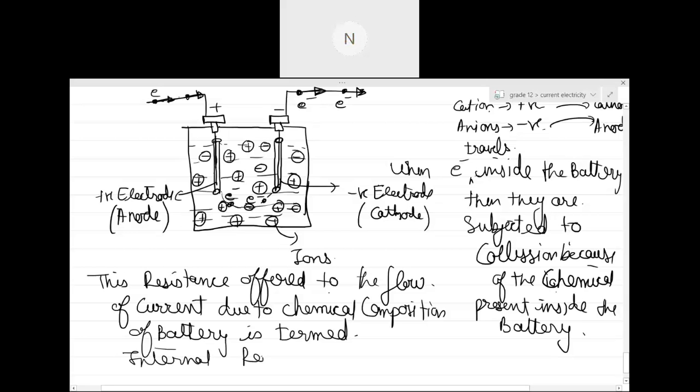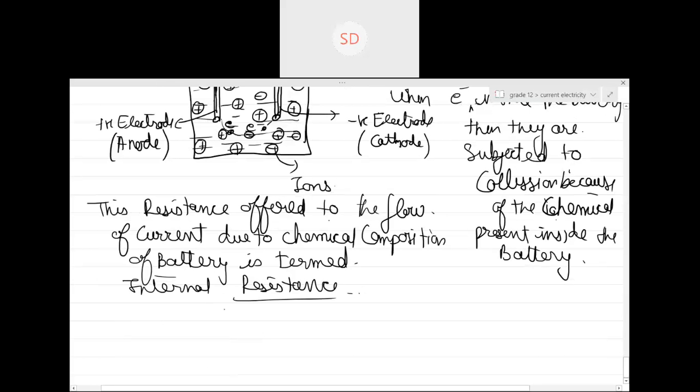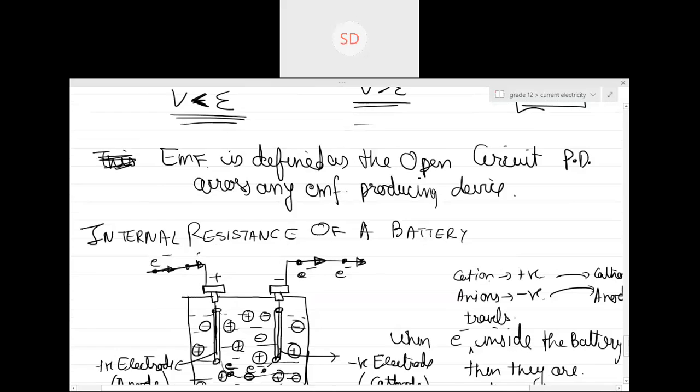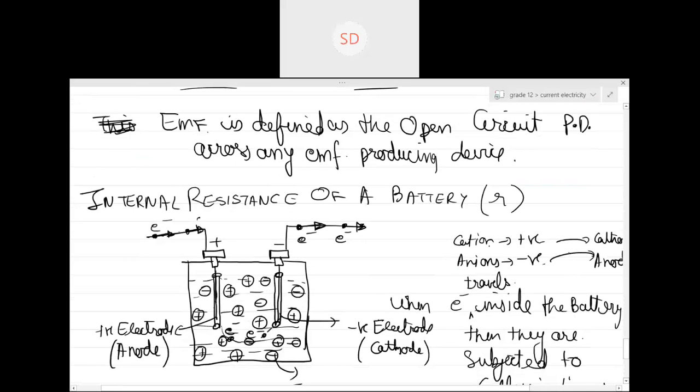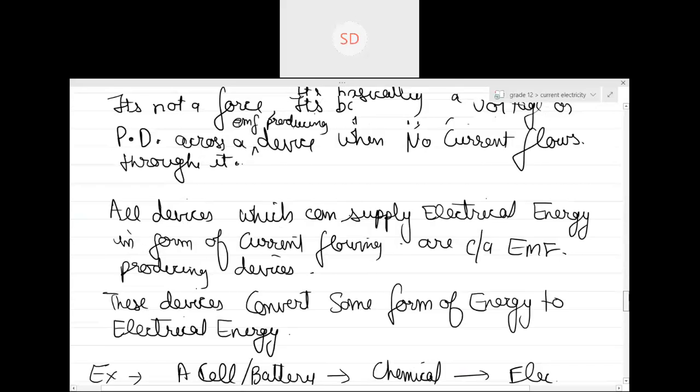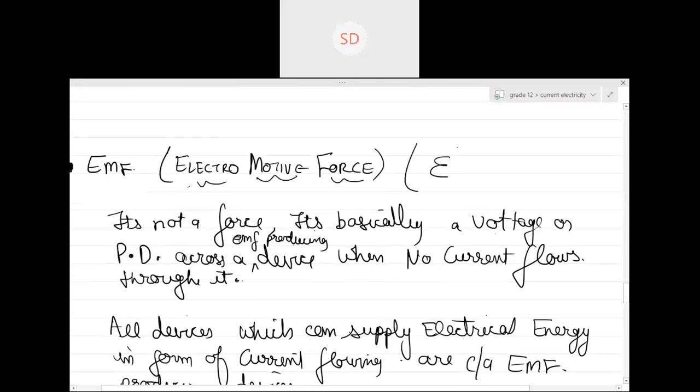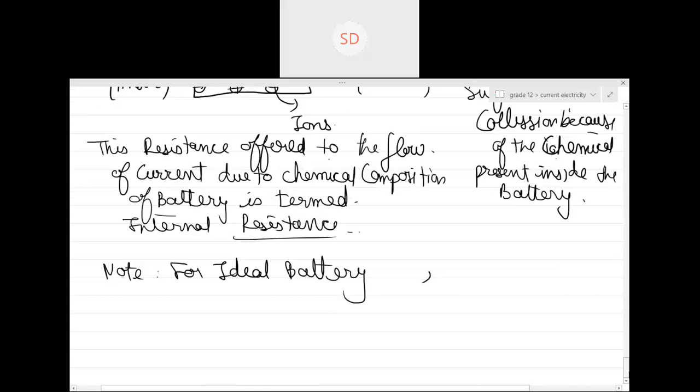Is this clear, guys? Basically, any real battery has internal resistance. For an ideal battery, we consider the internal resistance to be 0. The internal resistance is denoted by a small r. Please remember, EMF is denoted by the symbol epsilon, but not the small one, the capital one. The small epsilon you already used in electrostatics; the big epsilon you use for EMF.